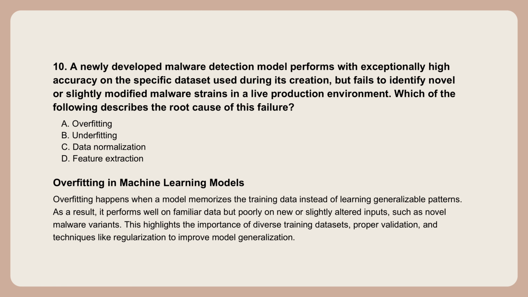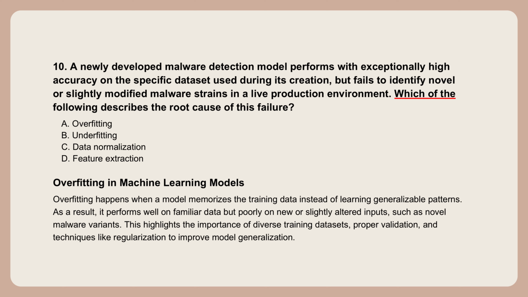What if the model isn't hallucinating? What if it is actually too good? A newly developed malware detection model performs with exceptionally high accuracy on the specific dataset used during its creation, but fails to identify novel or slightly modified malware strains in a live production environment. Let's hear the options for what causes this. Which of the following describes the root cause of this failure? Is it A, overfitting, B, underfitting, C, data normalization, or D, feature extraction?